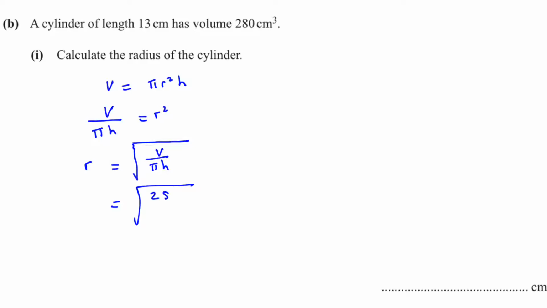Volume is 280 pi and the length is 13. This, when we put in the calculator, we will get 2.618. We can round it to 2 decimal places and it will be 2.62 centimeter.